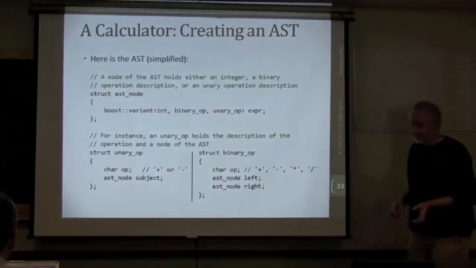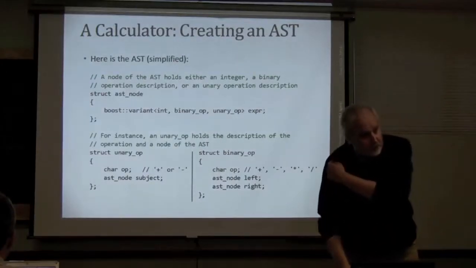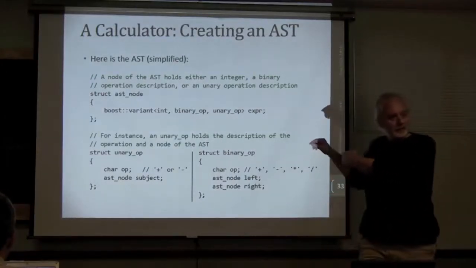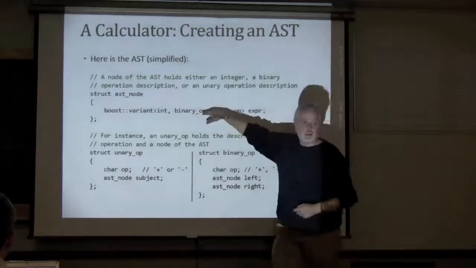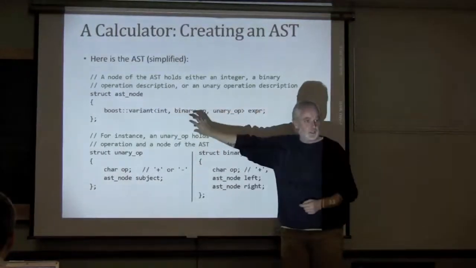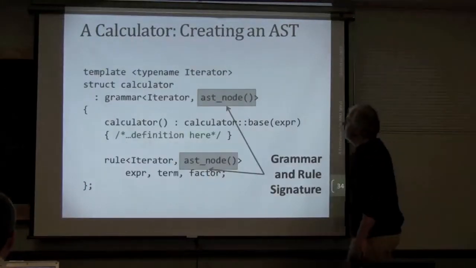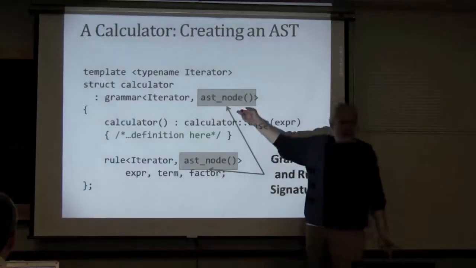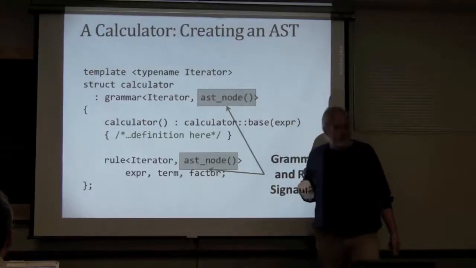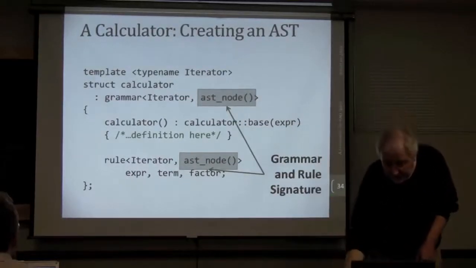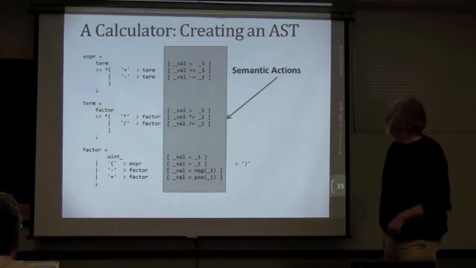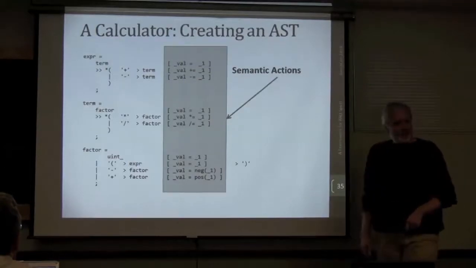Make sense? So now we are going to use the same grammar to build a recursive data structure which contains the representation of our data. Okay, we don't want to get an int, we want to get an AST node out of that grammar. That's the only change we need here. And essentially nothing changed, right?